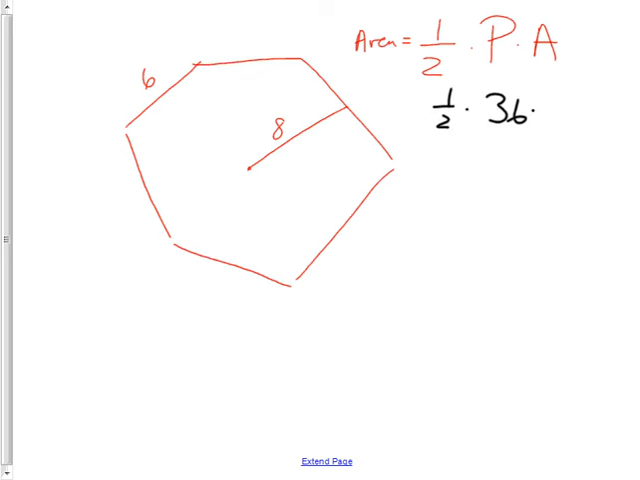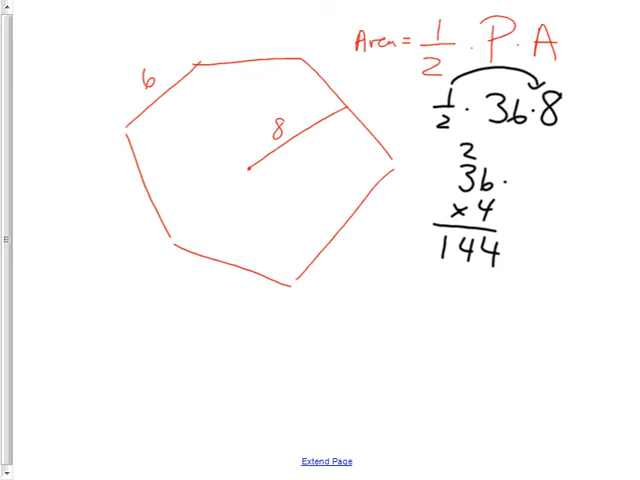1/2 times 36 times apothem, which is what? 8. And I'd choose to multiply the 1/2 and the 8 together because that would make it a little easier. So then half of the 8 would be 4. So it's basically 36 times 4, which you'll have a calculator today, but 36 times 4. And 6 times 4 is 24, 3 times 4 is 12, 14, there we go. 144.